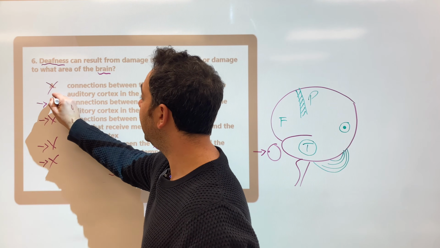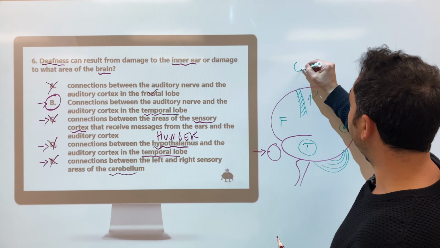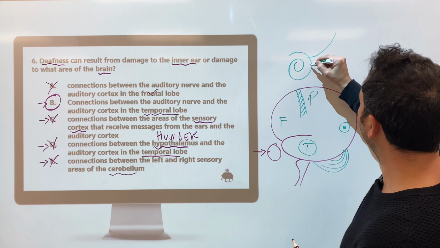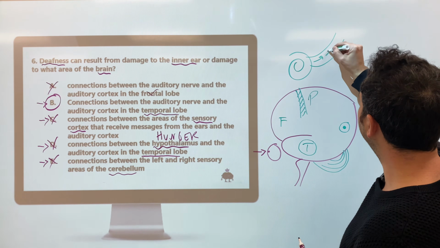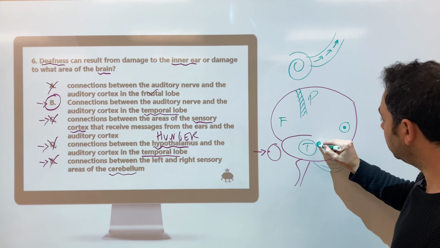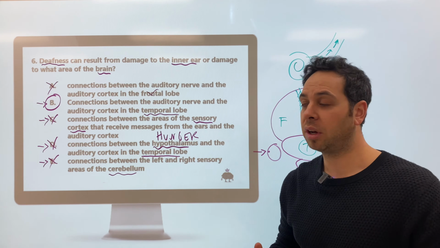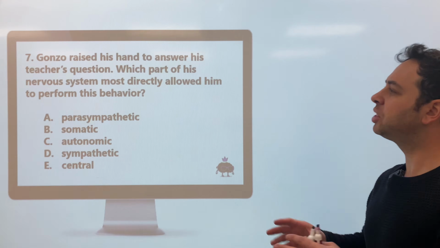So what does that lead us to? It leads us to B, connections between the auditory nerve. So here's our cochlea. The auditory nerve is going to take our action potentials away from the cochlea. And where's it going to end up? It's going to end up in the auditory cortex, which is located in the temporal lobe, to process sound. Our answer is B.